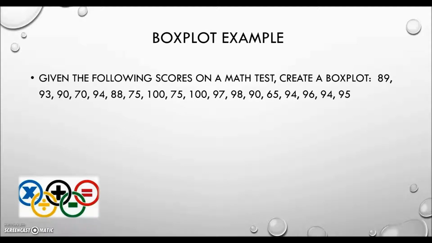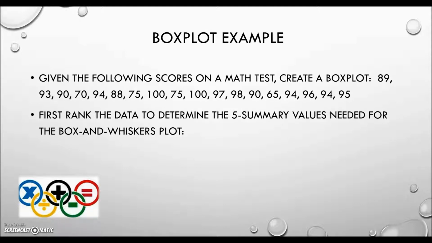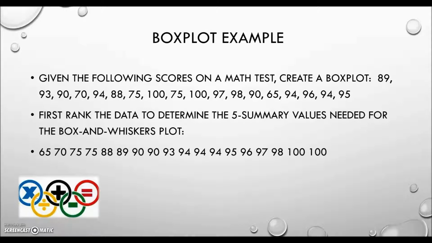Let's look at another example. Given the following scores on a math test, create a box plot. Our first step is to rank or order the data to determine the 5 summary values needed for the box and whiskers plot. So here's the data in numerical order from the smallest to the largest.